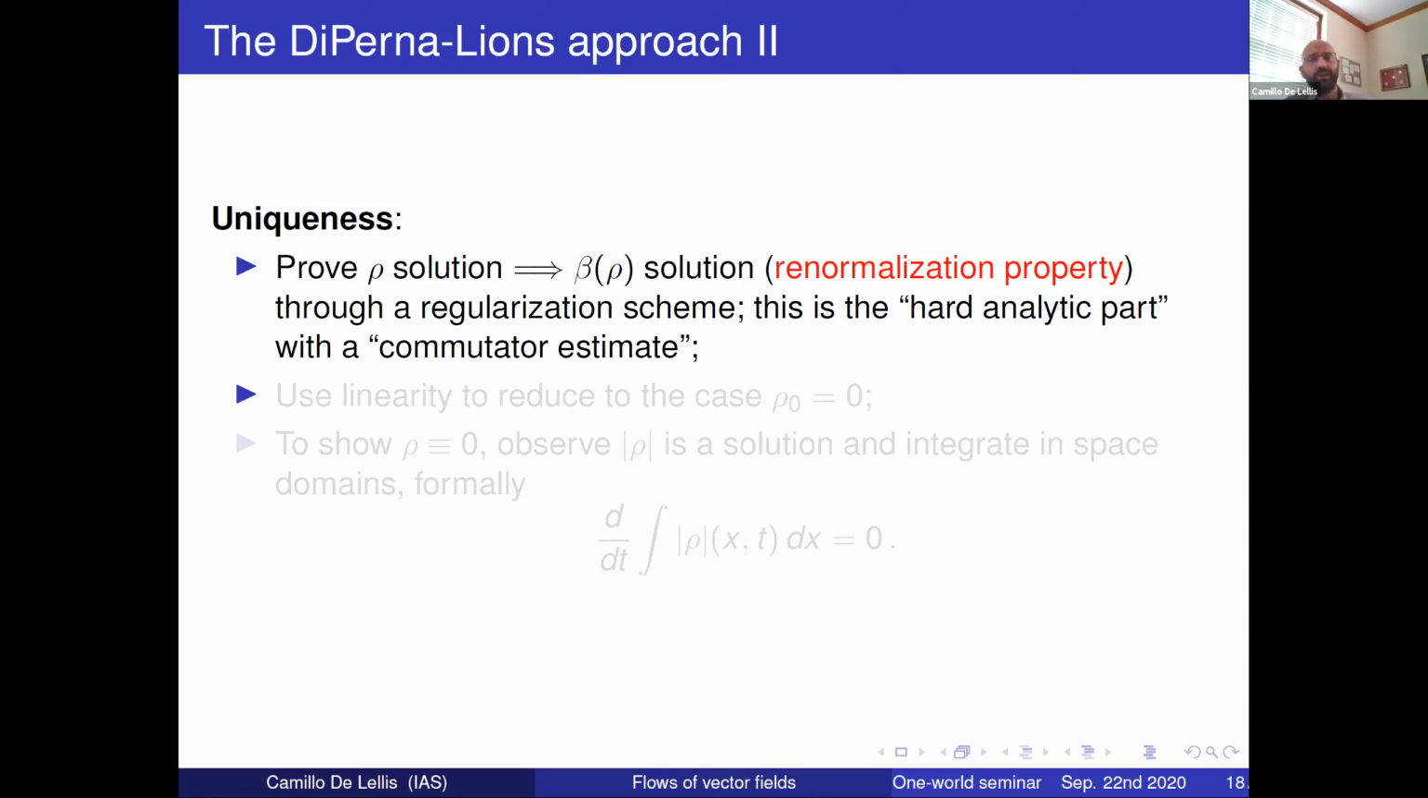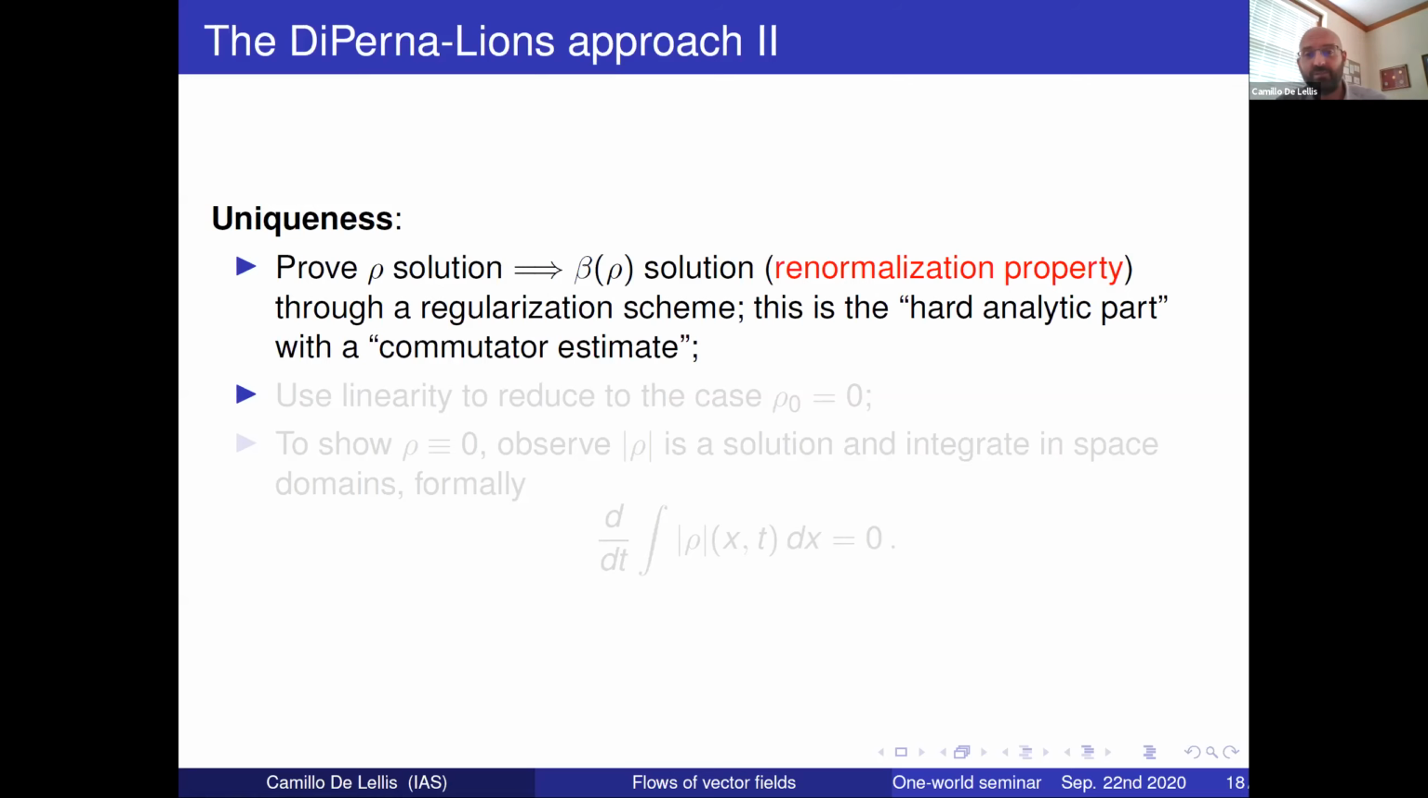The idea of DiPerna and Lions, though, is that if the solution were a classical solution, you could compose it with the test function over here and it would still remain a solution. For instance, if you're a solution of the transport equation, you are constant along the characteristics if you're smooth. And if you compose with a function, you're still constant along characteristics.